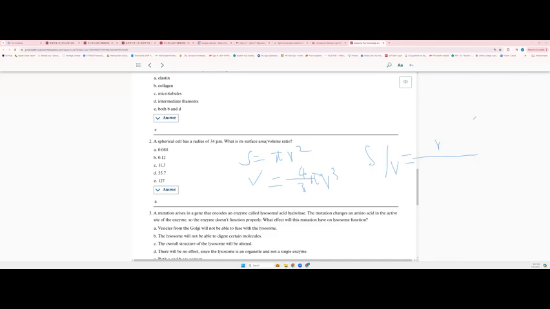Okay, this is 1 because we already get rid of this. We already get rid of this. This becomes 1, right? So this becomes 3 over R. Okay, this is the answer. So I think it's A. You can calculate it.